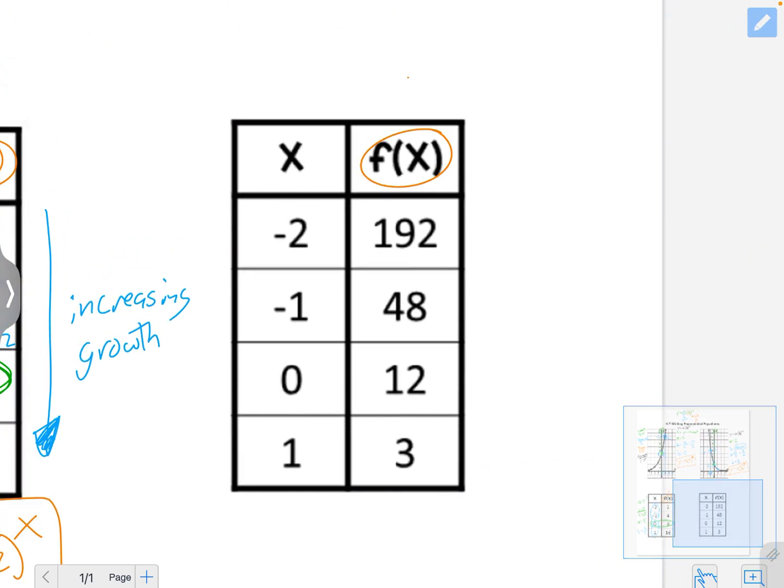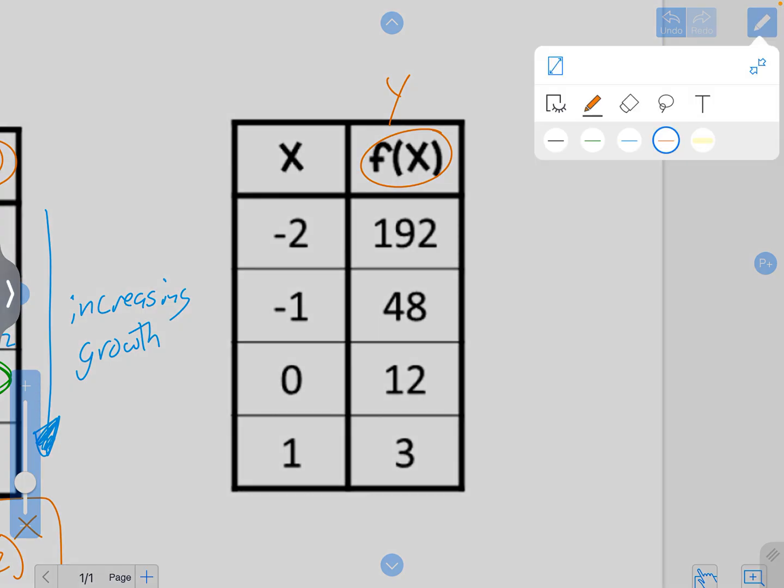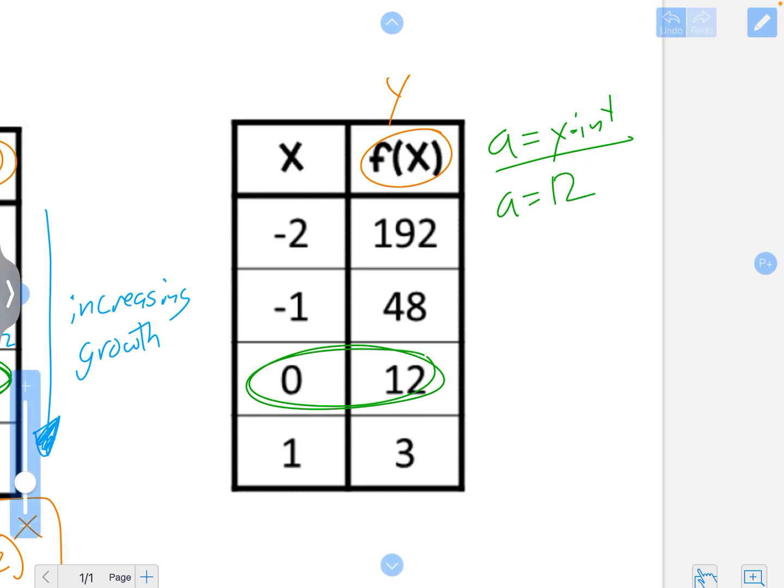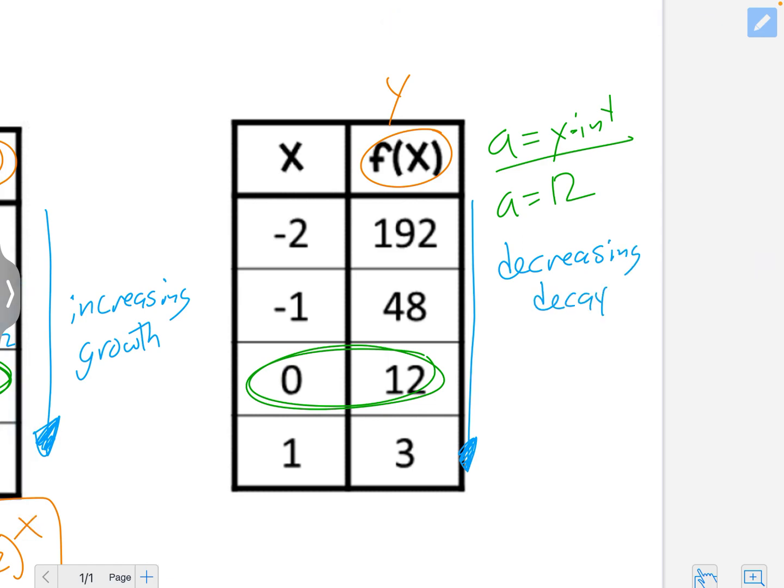All right, again, we know that f of x is the same thing as y. We know that when we look for our a or our y-intercept, we're looking for when x is 0. So we're going to scan down. And so we know that our a equals 12. So as we look at this table, we notice that it is decreasing. And because it's decreasing, we know we're going to be decay. So we know that our b is going to be a decimal or a fraction. So b equals y2 over y1.